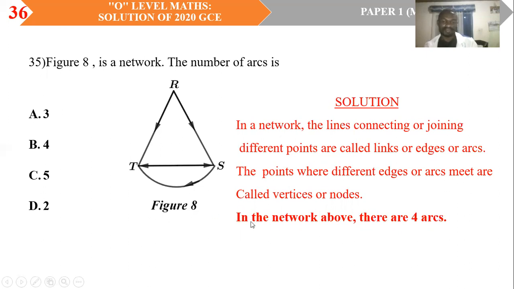Now, in this network above, when you look at this network and from these detailed definitions, you see that the first act is the segment TR. The second is the segment RS, and the third is the segment TS. Fourth, the act TS. So all these ones are considered as acts in the concept of networks. Therefore, the answer is B.